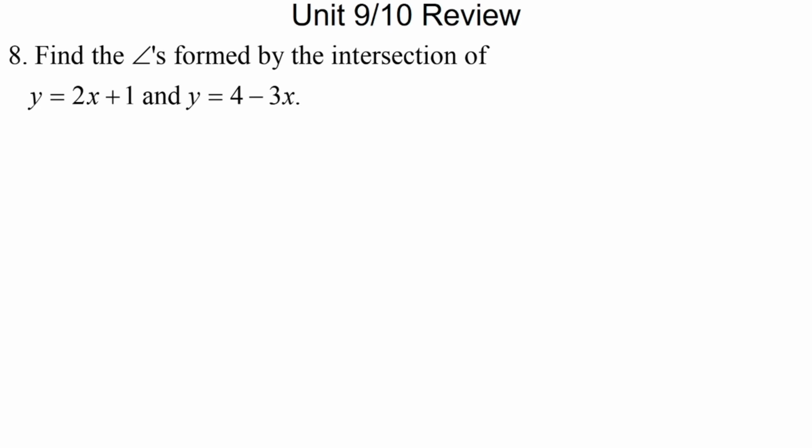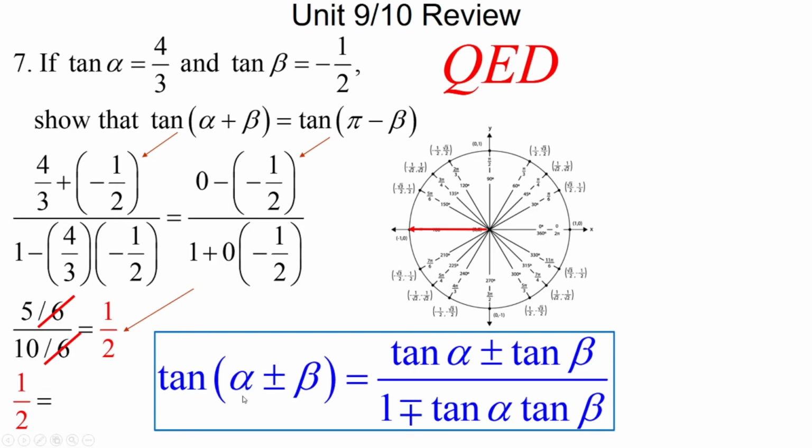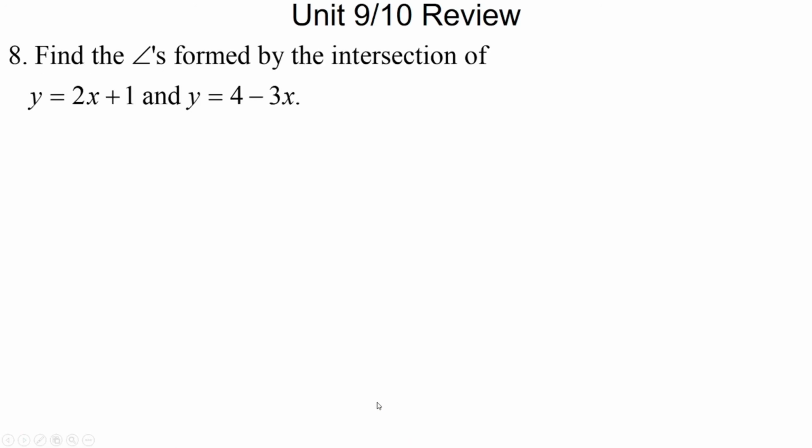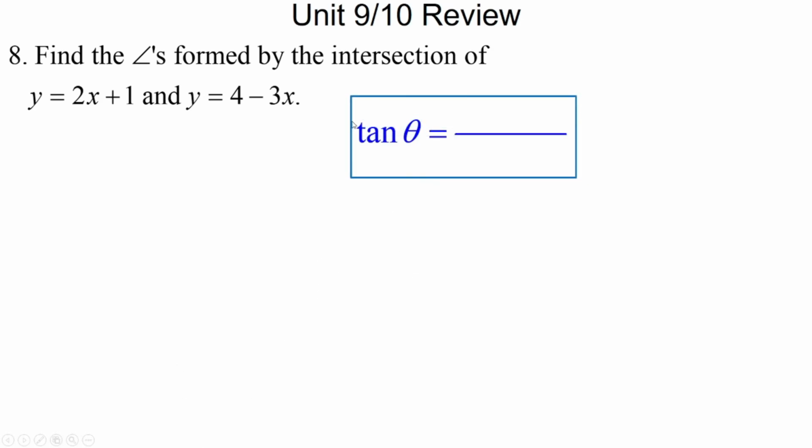Okay, now let's remember, we came up with a formula. In fact, we used tangent of alpha plus or minus beta to come up with a formula for the angles formed when two lines intersect in the plane. Okay, so let's bring back our formula. It was tangent of theta has to equal the slope of the first line minus the slope of the second line over 1 plus the product of those two slopes.